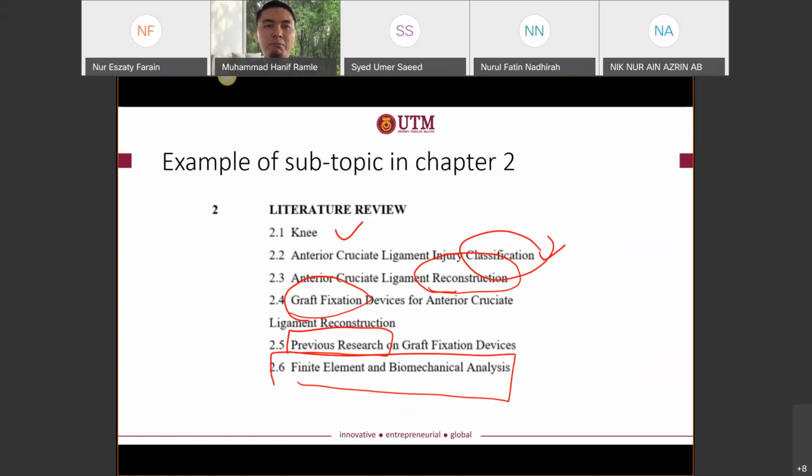What kind of methodology is normally used by scholars in the previous papers? Okay, from the previous papers. This is only an example. The rest depends on you, the discussion with your supervisor, and also the proposal defense.